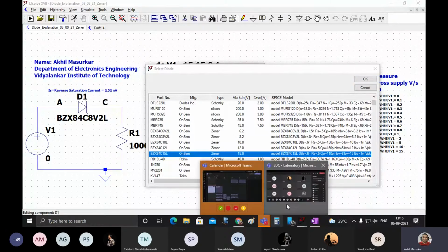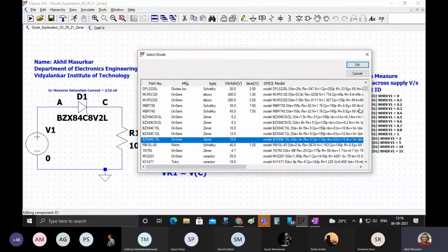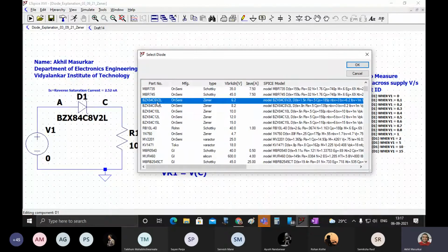And today we are looking at a special class of diode, that is Zener diodes. Here in Zener diodes, you can see there is a BZ series. Can you see this? There is a BZ series. Now, in the BZ series, if you see the last four letters, 6V2L.